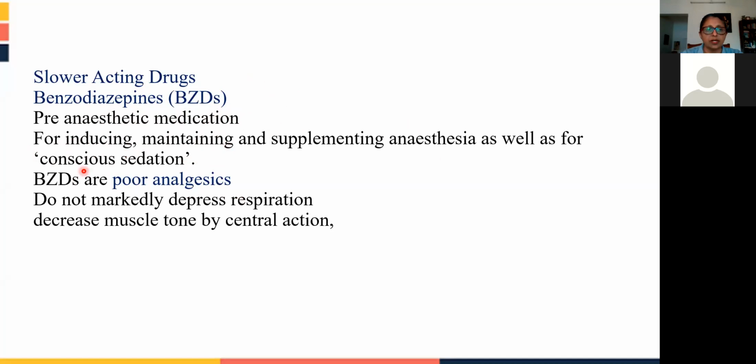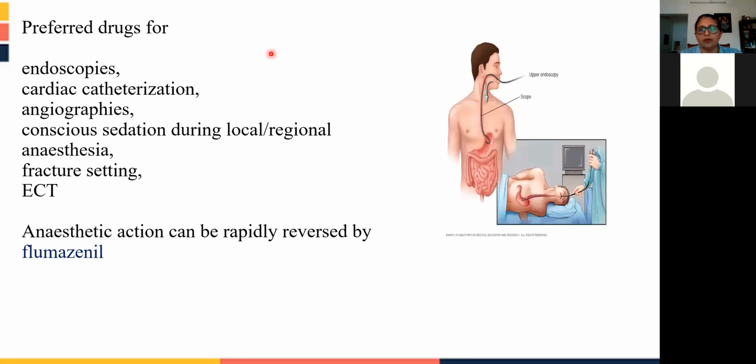But the important points: they are poor analgesics. Benzodiazepine is not an analgesic agent, and it won't markedly depress respiration. But it is a centrally acting skeletal muscle relaxant, so it decreases muscle tone by central action. So there is some amount of skeletal muscle relaxation. It is centrally acting, but it is not an analgesic. It is a poor analgesic.